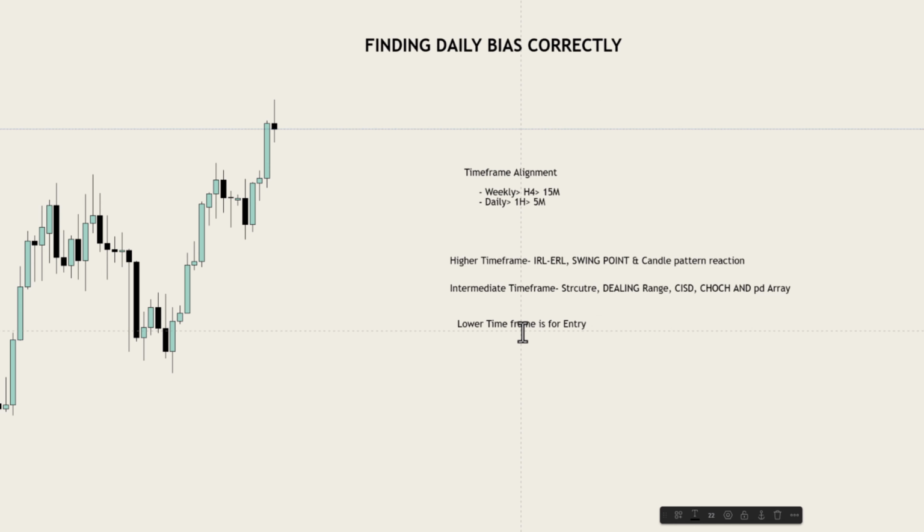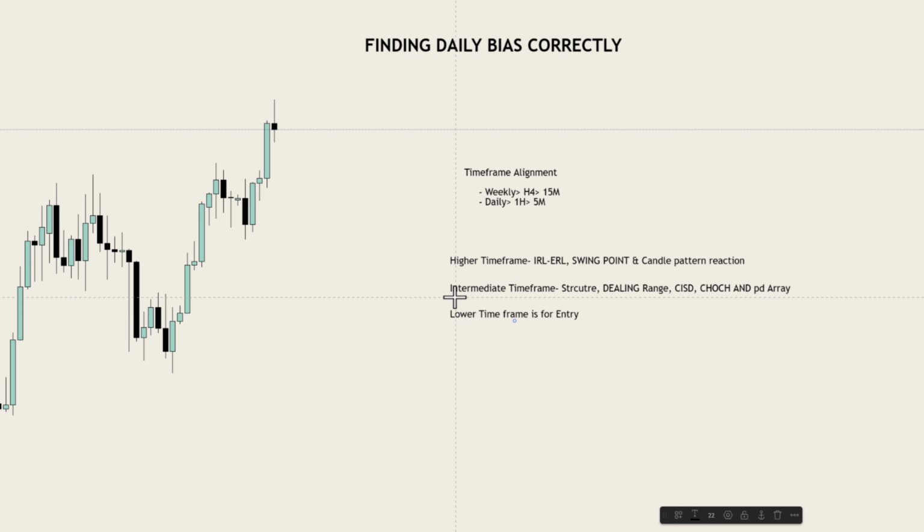This is what I do. So if I'm starting off the weekly time frame, which is the higher time frame, I'm going to look out for internal range liquidity, external range liquidity. I will look out for swing points. I will look out for candle pattern and also how candlesticks react, especially closing and opening above candles.